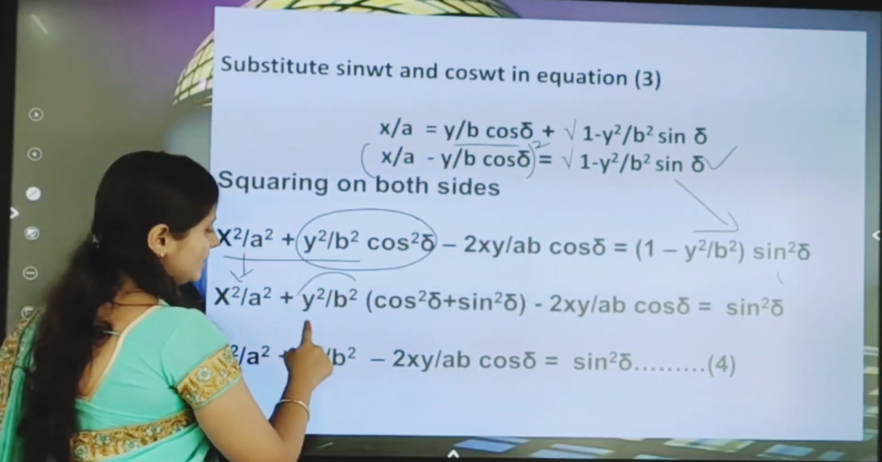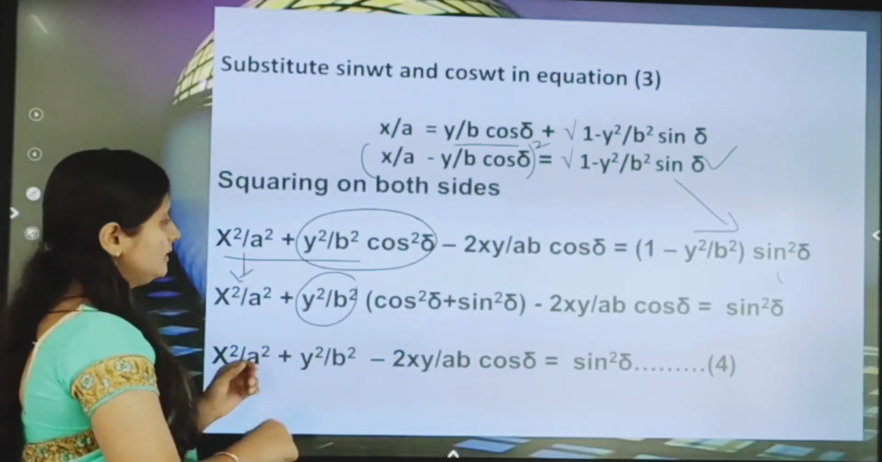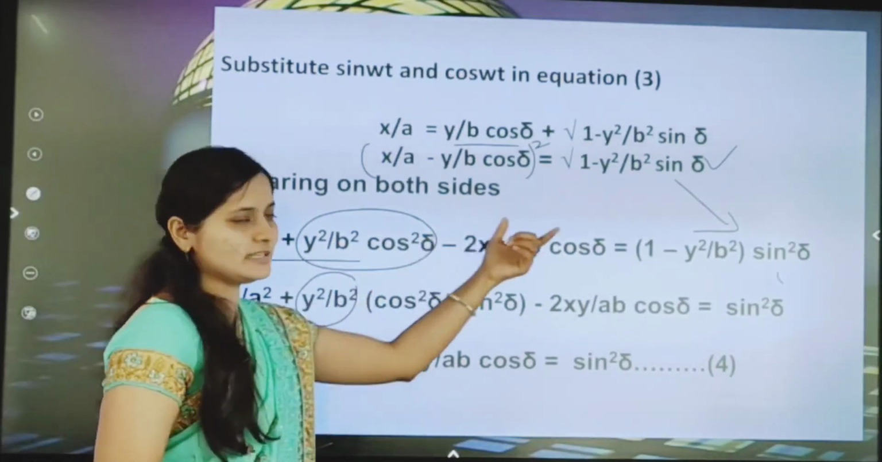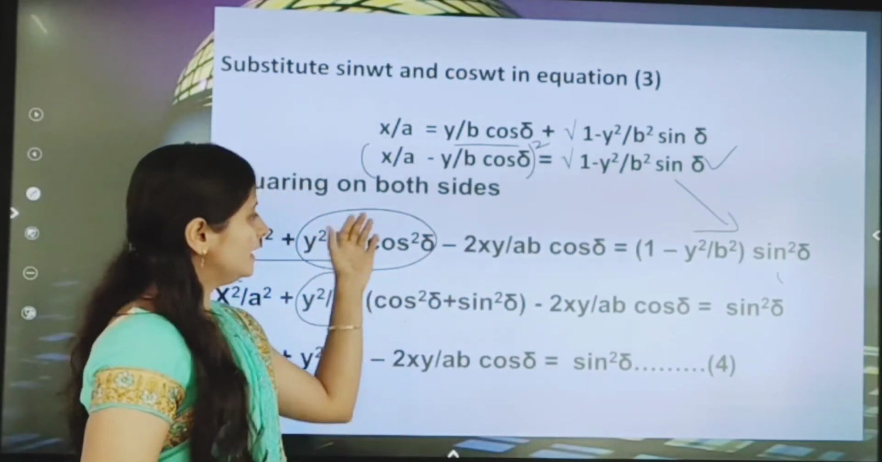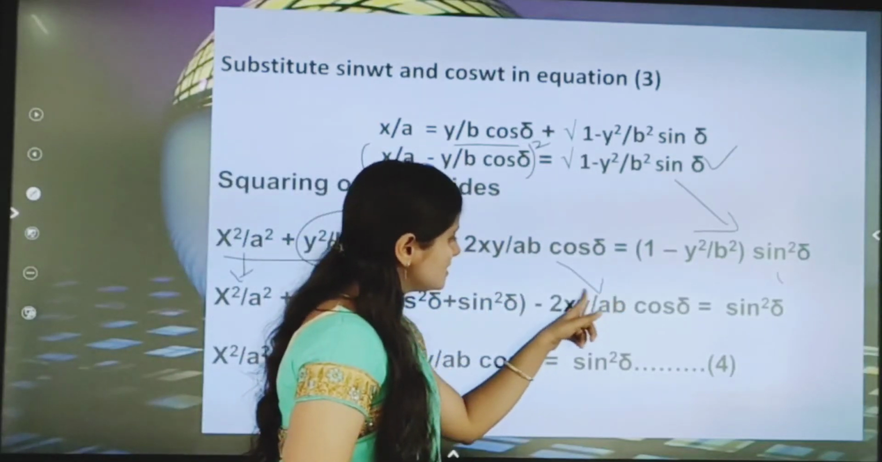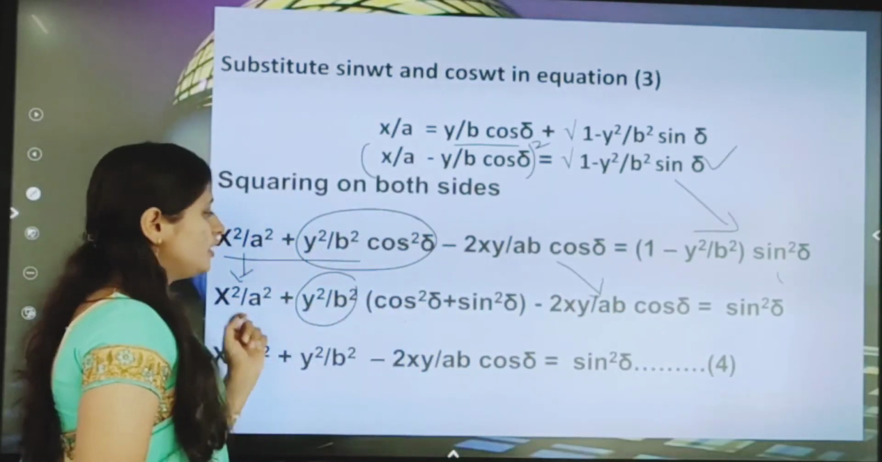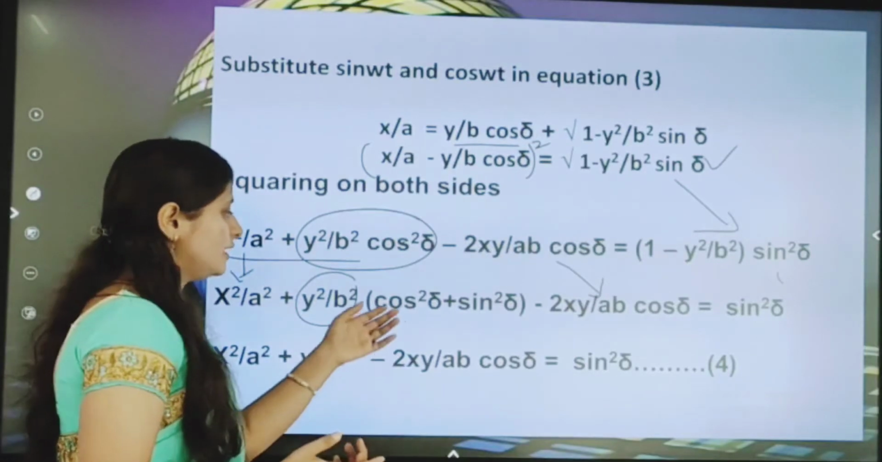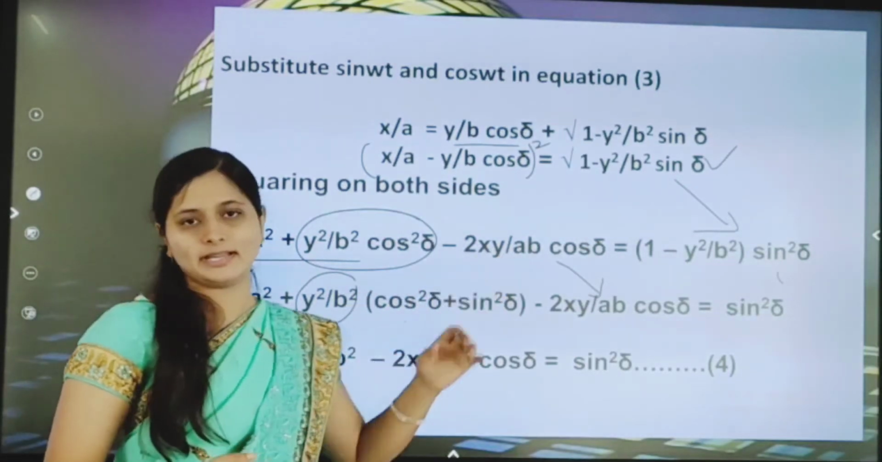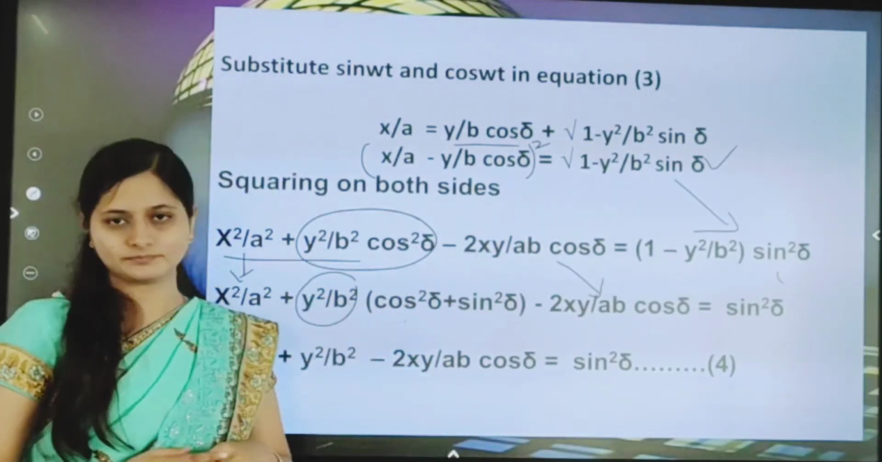So we are taking y square by b square common. Next, cos square theta as it is plus sin square theta. Next, this remaining term as it is. Next, we know by trigonometry that cos square delta plus sin square delta is equal to 1.